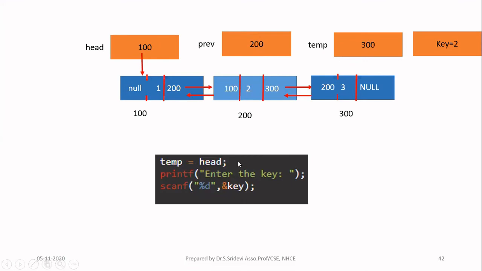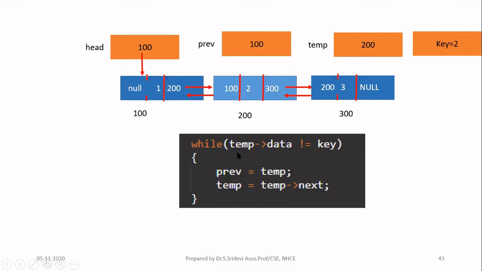So I'm doing that. After that, from the user, I'm getting the value of the key. Then I have to start my traversal. I will finish my traversal when the data of temp is equal to key. So in the condition I'm giving, while data of temp is not equal to key, you have to do the traversal again and again.